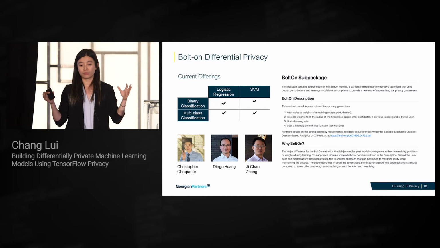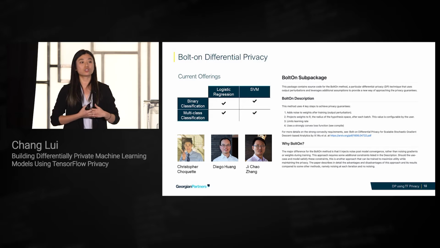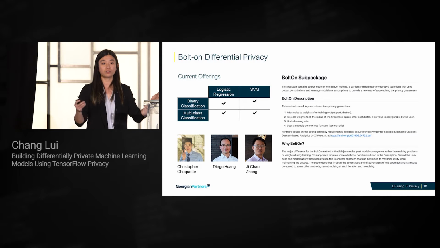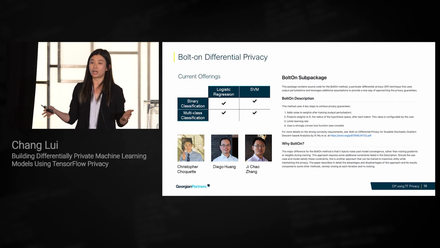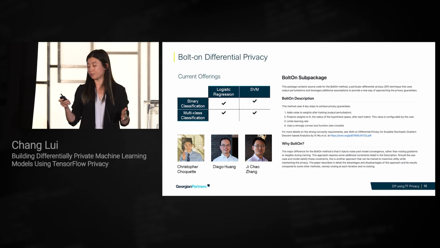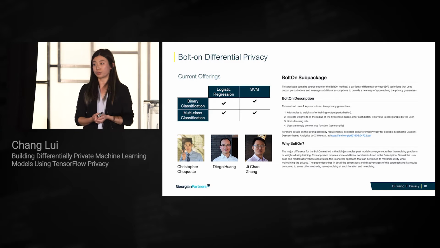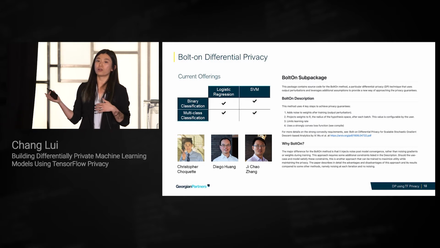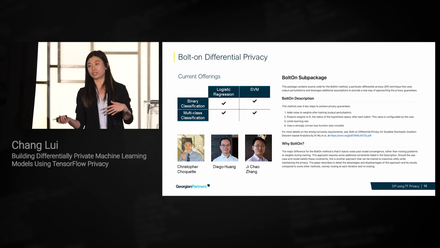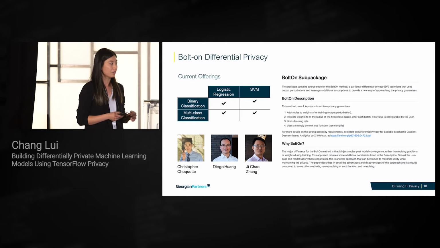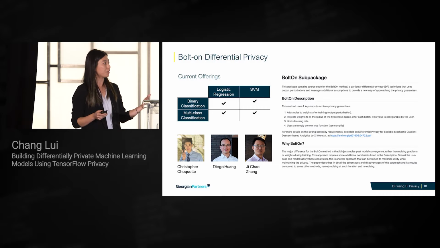What we found is that by doing that, you can just train your models, and at the final step, you can add your noise, so your differential privacy becomes like a bolt-on to your machine learning models. By doing this, you still keep your runtime, the optimization process, approximately the same. With experiments, we've seen that this also performs very well. Currently in the bolt-on sub-package, we offer both binary and multi-class classification for logistic regression and support vector machines.